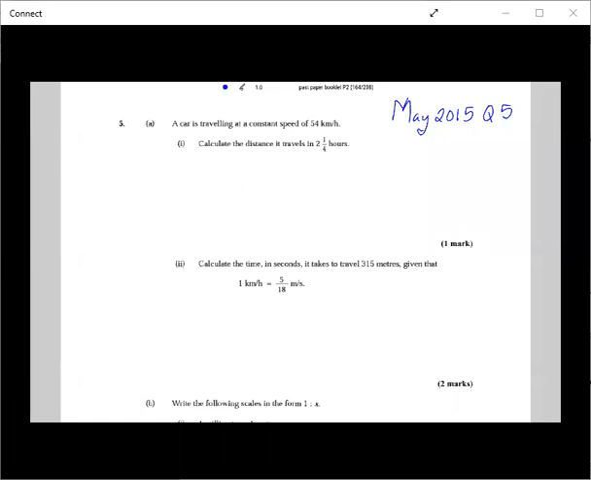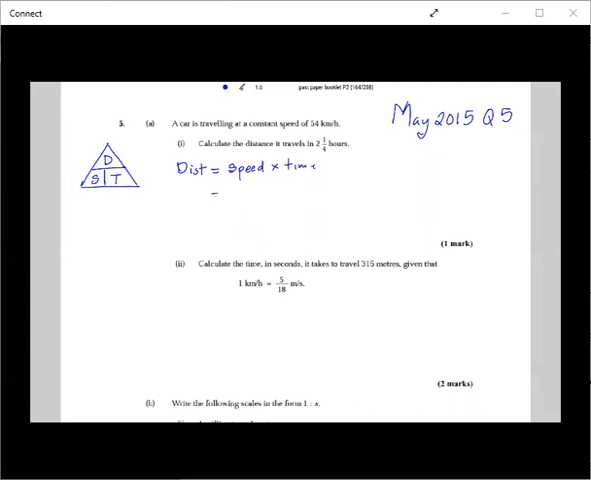So the first thing, if you all remember, back then when we did this, there's a magic triangle, D at the top, S and T. Whatever you want, you would cover. So if we cover distance, at the bottom we have distance is equal to speed times time. So here, distance is equal to speed times time.